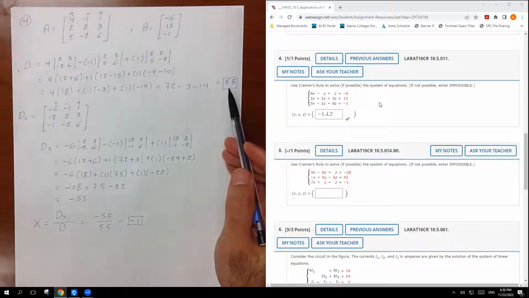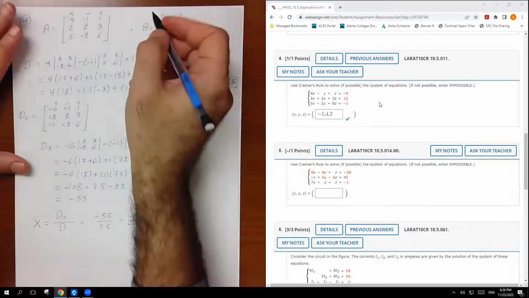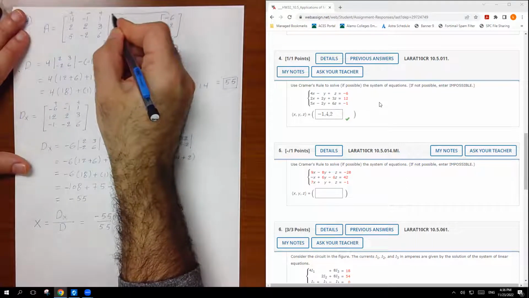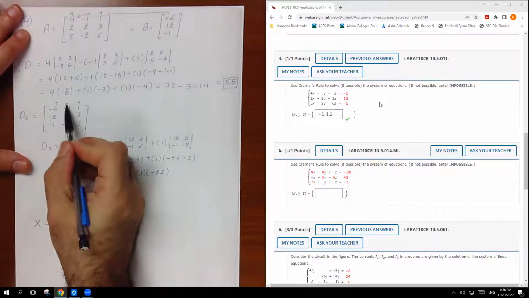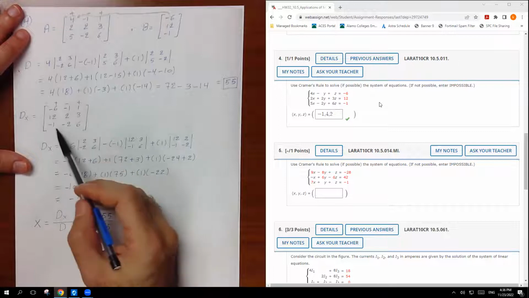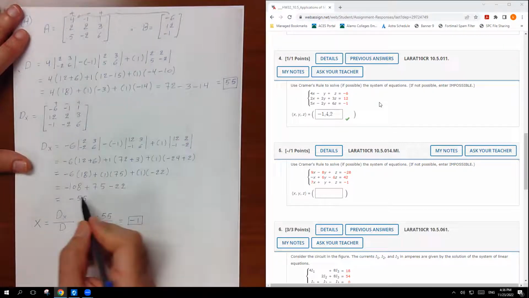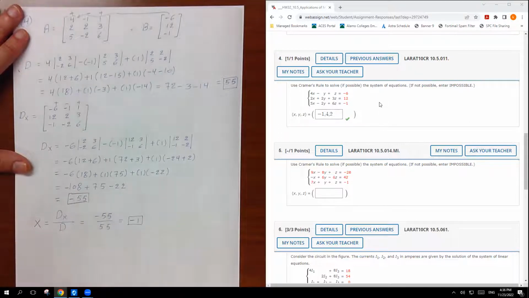Now, next step, we're going to change B with the first column. So I change B with the first column, plus minus a plus. Find the determinant for this matrix, D sub x. Our determinant is going to be -55. Now, next step, x is going to be dx divided by d, which is -55 divided by 55, which is -1. So here is our value for x is -1.